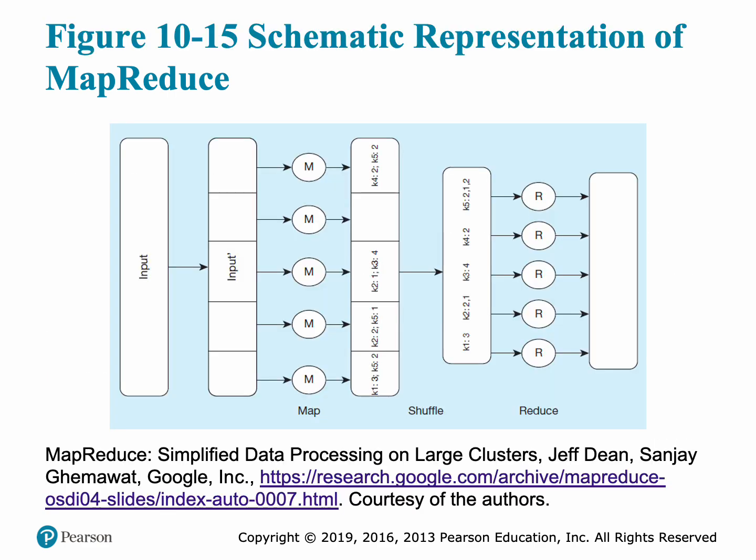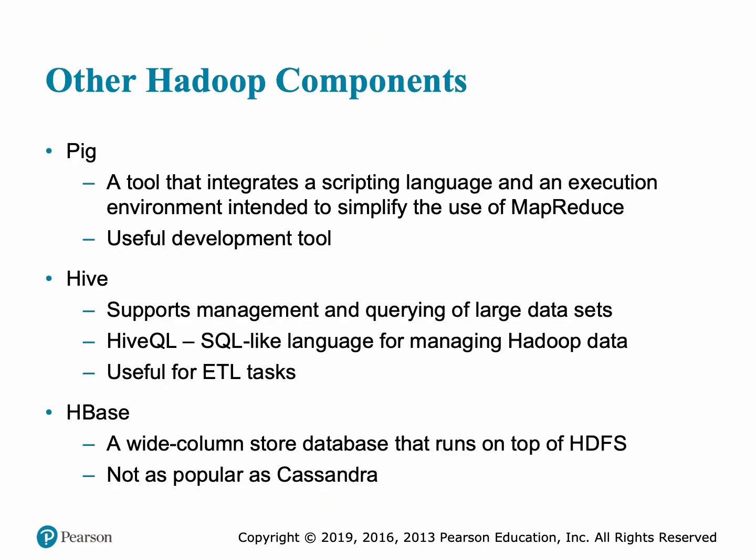And that's how MapReduce looks. Other Hadoop components: Pig, Hive, and HBase. Let's look into this with one example each.